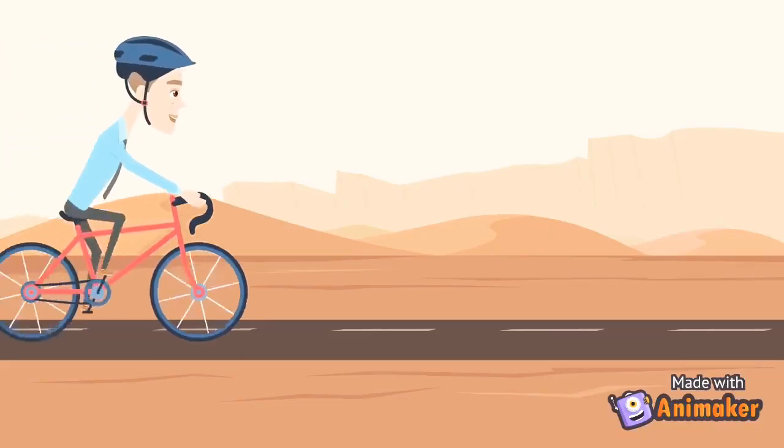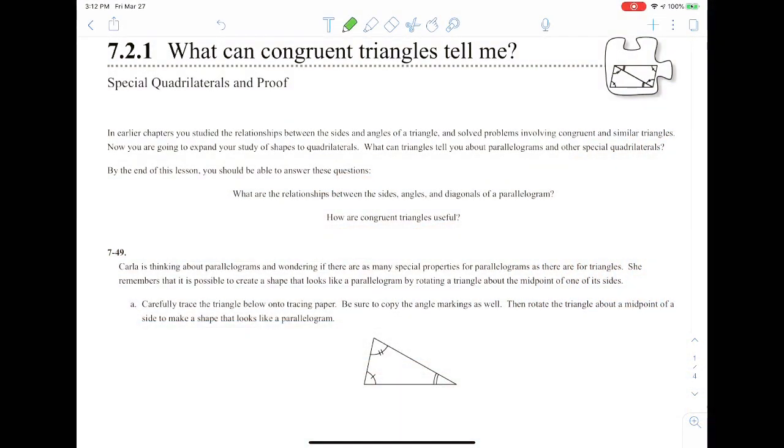Are you ready to get moving? Let's go. Lesson 7.2.1, what can congruent triangles tell me? Special quadrilaterals and proof. I'm going to have you read the rest of the lesson introduction and then read problem 7-49, including letter A. Press pause, read through, and then hit play when you're ready to resume.